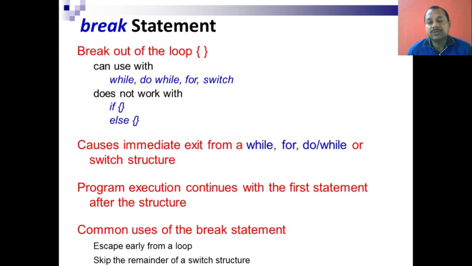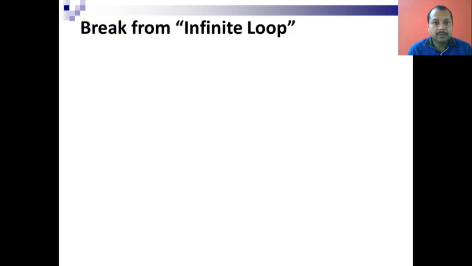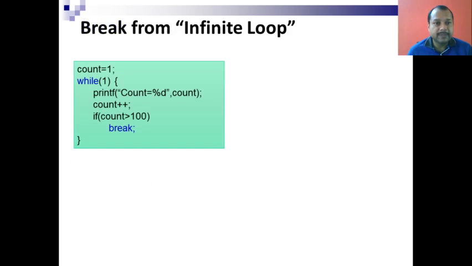The situation may demand that you keep on iterating the loop until you reach a particular condition. If the condition is met, then you come out of the loop. If that is the situation, then the break statement may be useful. So here is a break from an infinite loop example. If you do not have this if condition and break statement, then this is a purely infinite loop: count equals 1, while 1, then printf count equals %d, count, count plus plus. If you do not consider these two lines, then it is an infinite loop.